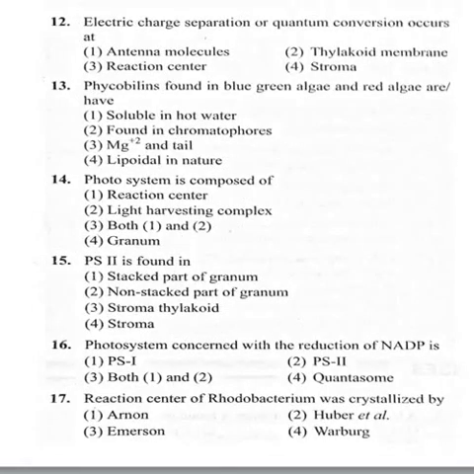Next, 12th question. Electric charge separation or quantum conversion occurs at option 1 antenna molecules, option 2 thylakoid membrane, option 3 reaction center, option 4 stroma. So you know that one molecule of chlorophyll A pigment functions as a reaction center or trapping center, and the other pigments can act as light harvesting complex or antenna molecules. These antenna molecules collect light energy and transfer this light energy to the reaction center.